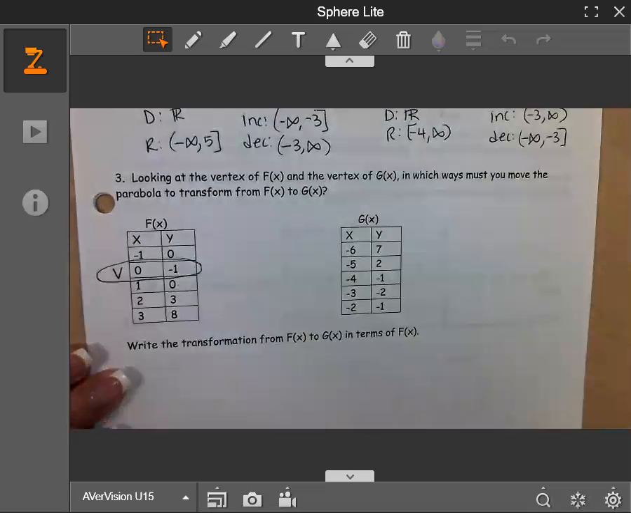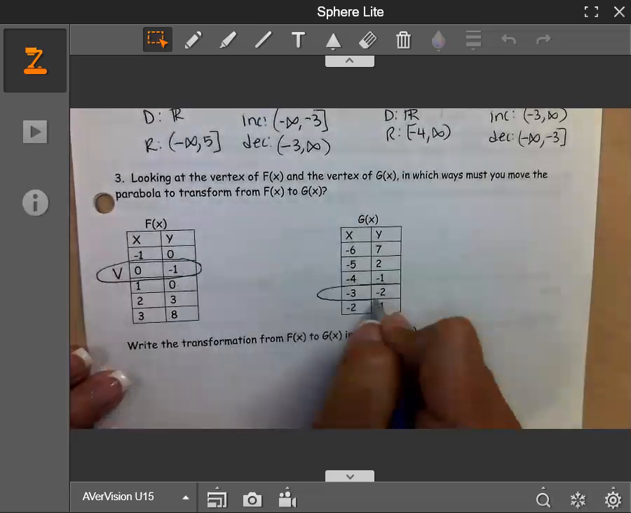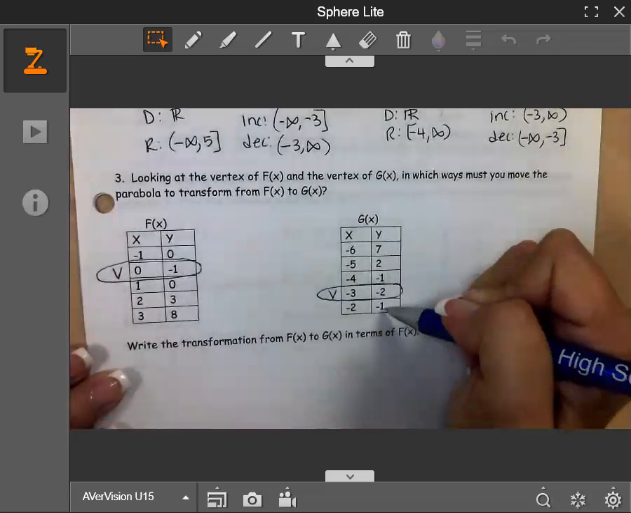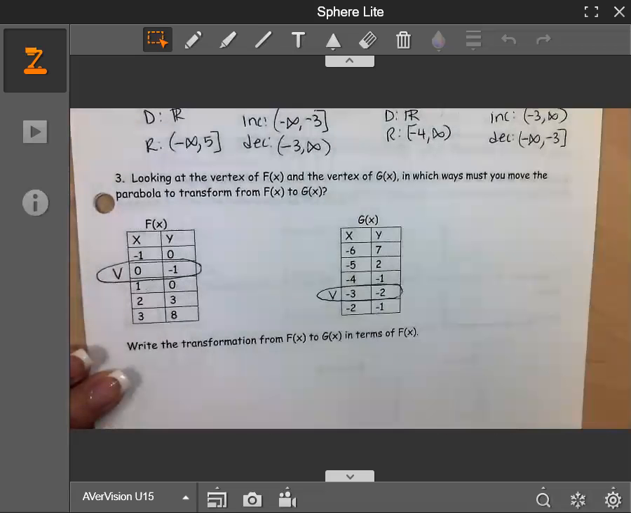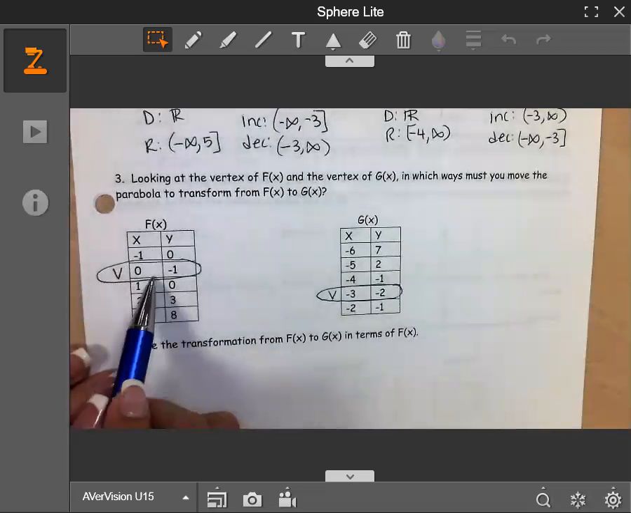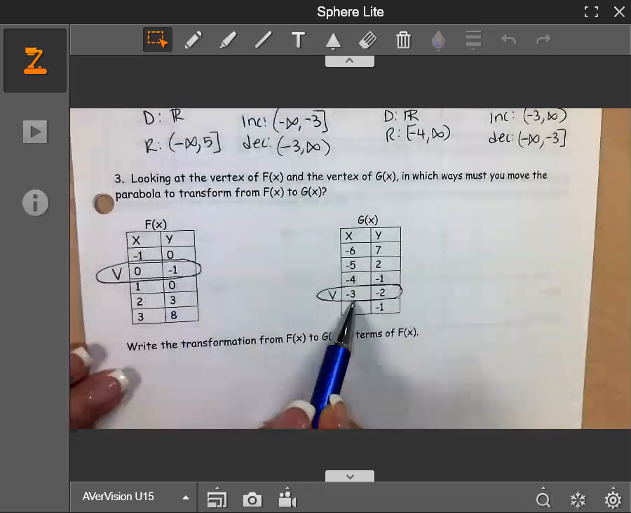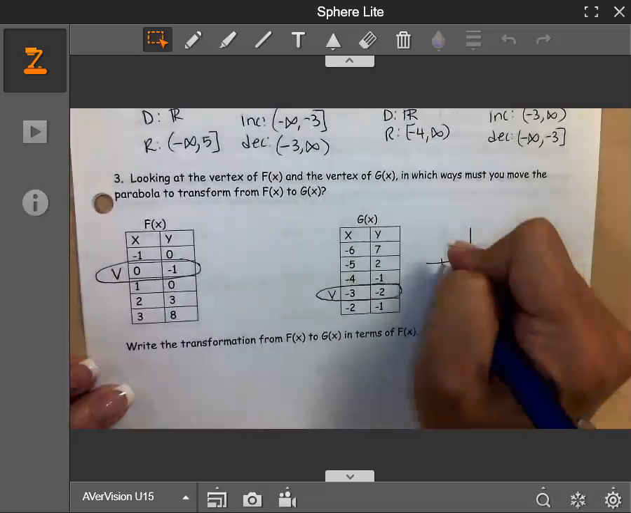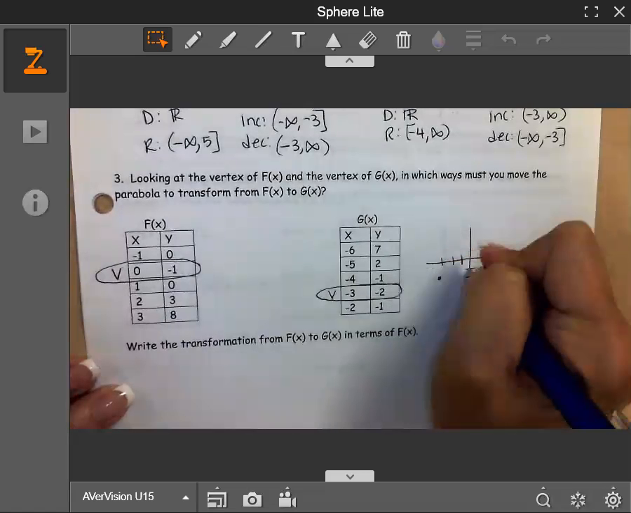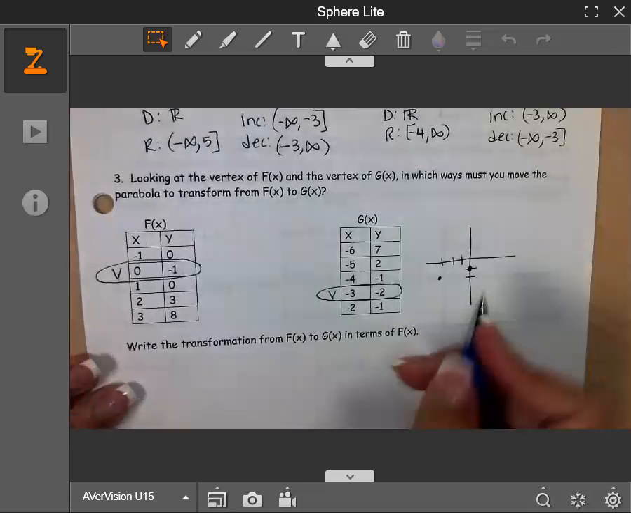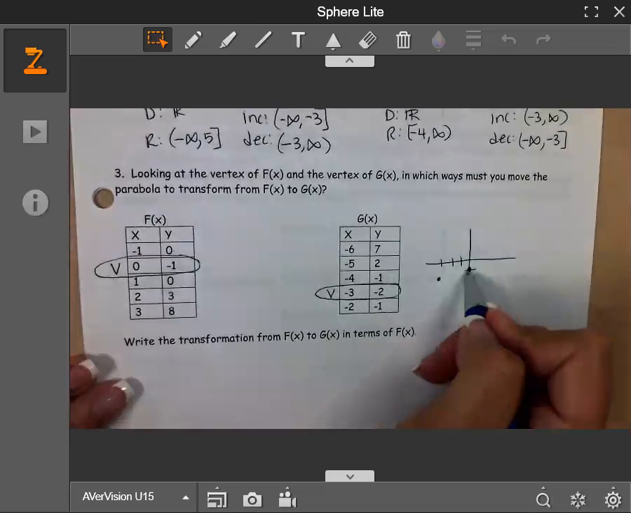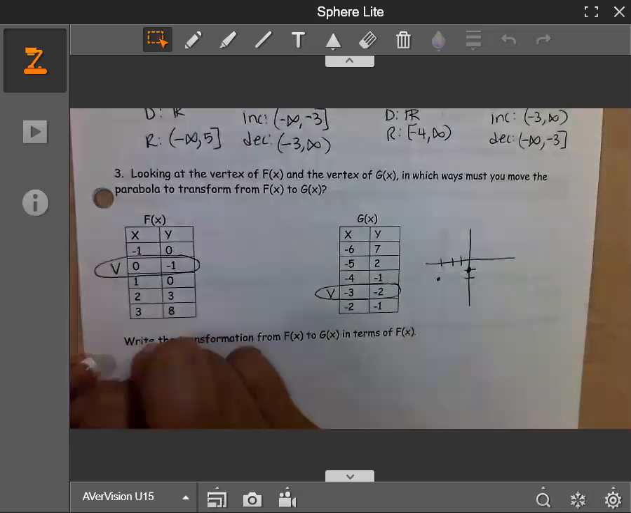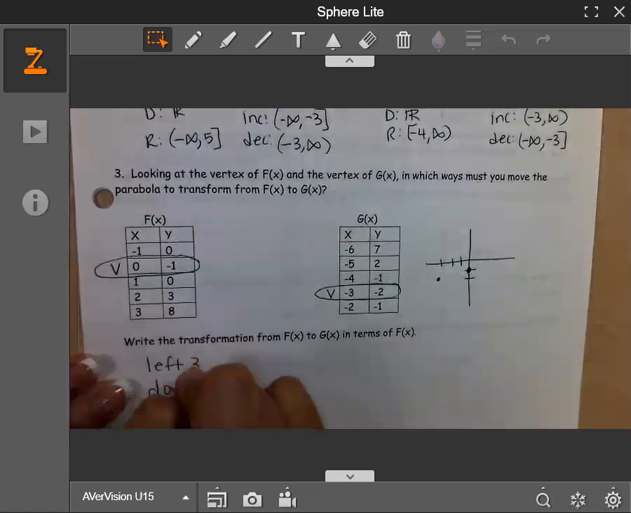For this table, our vertex is then -3, -2. We see that it is going down, hits this point, and starts to go back up. We also see the symmetry around it. So we want to think about what happens from 0, -1 to -3, -2. I'll go ahead and sketch a quick graph so you can see that. Here is our g of x point, here is our f of x point. So we're starting with this f of x, so it went to the left 1, 2, 3, and down 1. So we've got a left 3 and down 1.